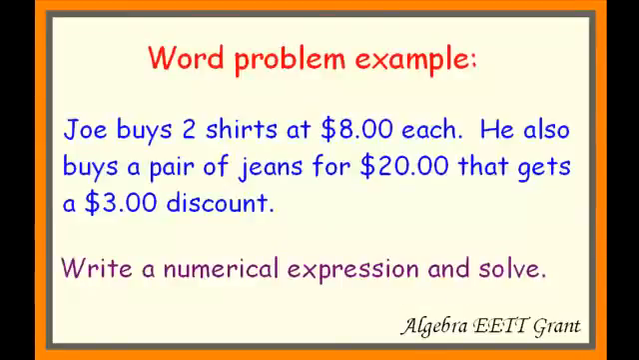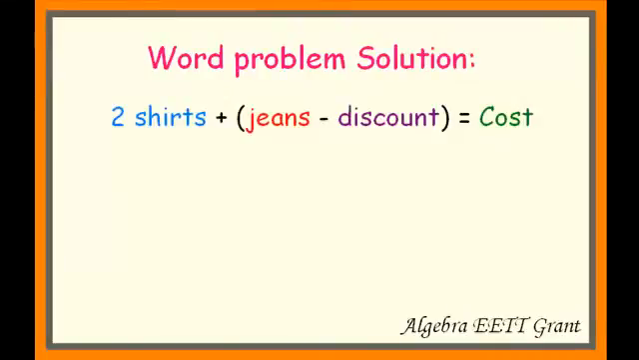Now let's solve a word problem that uses the skills that we've practiced with these expressions and the order of operations. It says Joe buys 2 shirts at $8 each. He also buys a pair of jeans for $20 that gets a $3 discount. Write a numerical expression and solve. So let's write out the algebra they want us to do. In this case, we're going to have 2 shirts, then we have to add the price of the jeans and take the discount away. That's going to give us our total cost, how much we spend for all of these items.